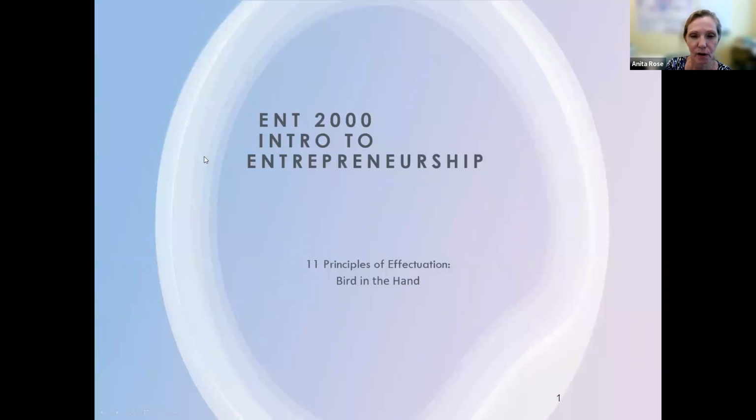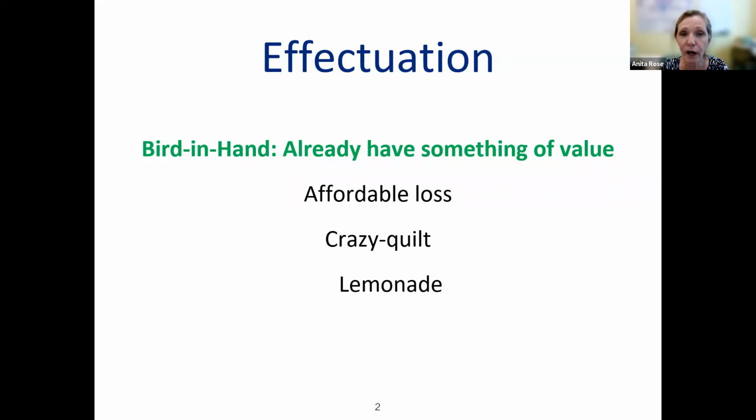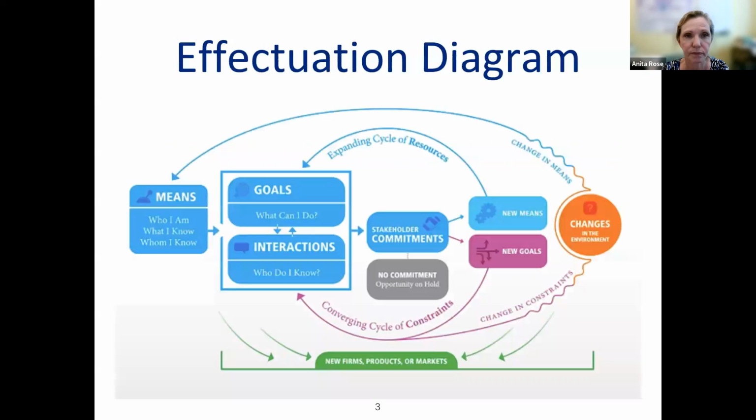Okay, so here, effectuation, we're starting with the bird in the hand. It covers several areas. We're going to go over each of those areas. But the bird in the hand is really all about having something you already have of value. The other components of effectuation are affordable loss, crazy quilt, and lemonade, and we will cover those separately.